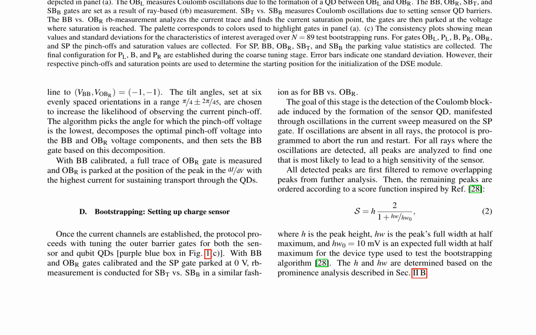The OBR gate is parked at the position of the peak in the deeper decivolt with the highest current for sustaining transport through the QDs. The bootstrapping protocol also includes setting up the charge sensor by tuning the outer barrier gates for both the sensor and qubit QDs. This stage involves the detection of the Coulomb blockade induced by the formation of the sensor QD, which is manifested through oscillations in the current sweep measured on the SP gate.